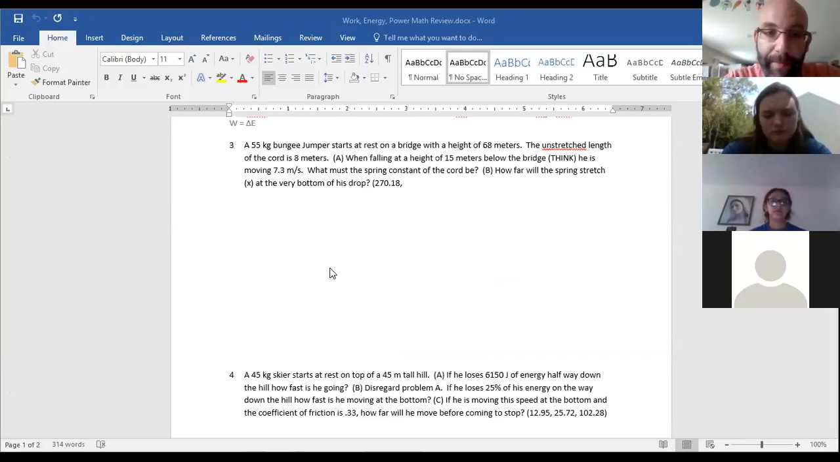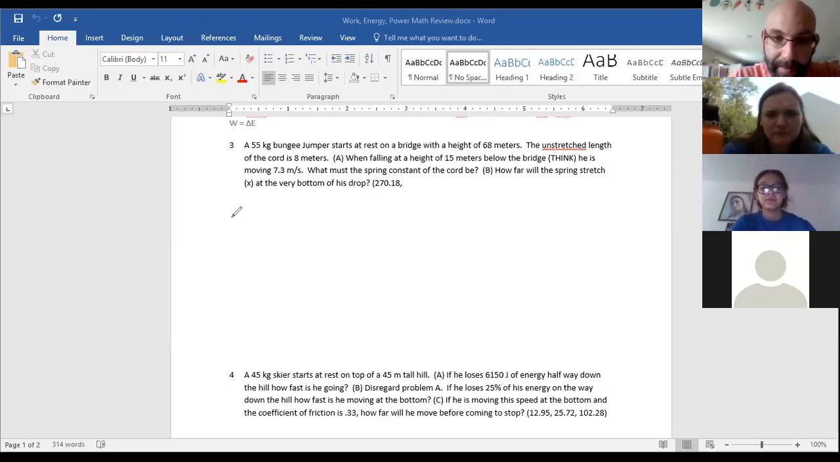So a 50-kilogram bungee jumper starts at rest on a bridge that's 68 meters in the air. The unstretched length of the cord is 8 meters. When falling at a height of 15 meters below the bridge, they're moving at 7.3 meters per second. What is the value of the spring constant, or what's the value for k? Okay, so definitely a conservation of energy problem.